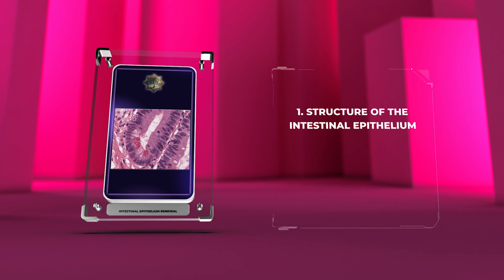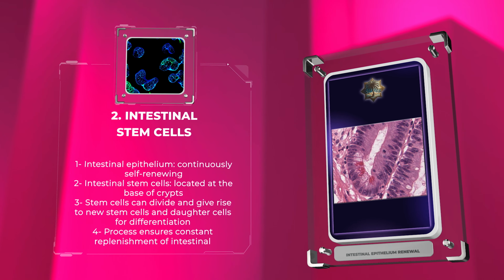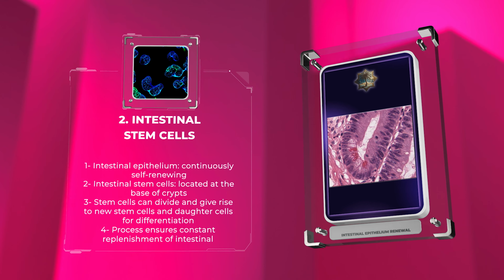nerve endings. The intestinal epithelium is continuously self-renewing, thanks to the presence of intestinal stem cells. These stem cells reside at the base of small invaginations called crypts, which are scattered along the epithelial layer. They possess the ability to divide and give rise to both new stem cells and daughter cells that undergo differentiation. This process ensures the constant replenishment of the intestinal epithelium.